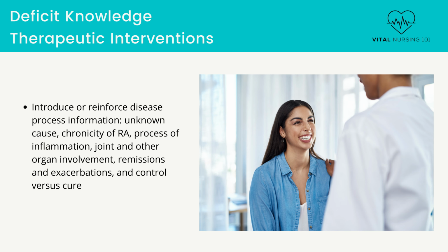Now let's go over important nursing actions to provide for the patient. Introduce or reinforce disease process information, unknown cause, chronicity of rheumatoid arthritis, process of inflammation, joint and other organ involvement, remissions and exacerbations, and control versus cure. Patients must have accurate and comprehensive information as a foundation for their active participation in disease management.